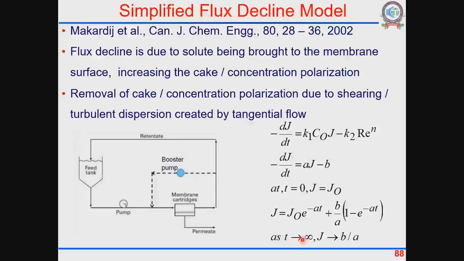If you put time t tending to infinity in this particular case, you will see that the flux is limited to a value b by a, and b and a are just constants for a particular operation, for a particular module, for a particular concentration, for a particular flow rate or velocity across this membrane cartridge. This is a very simple model. You can see this paper, they have given some data and applied this to their own data.